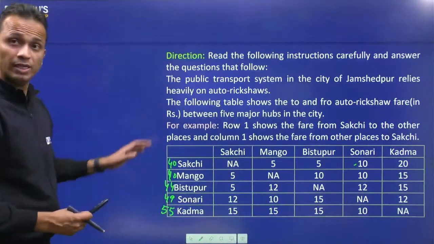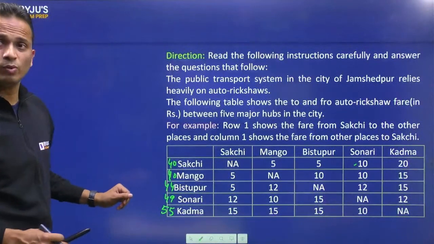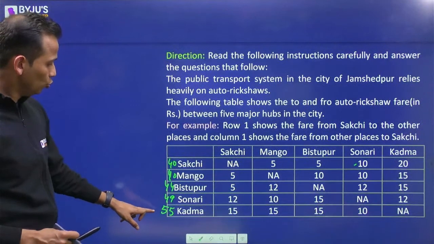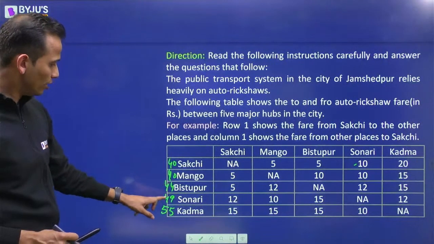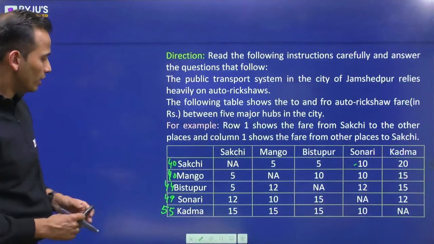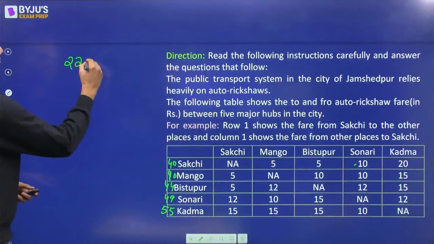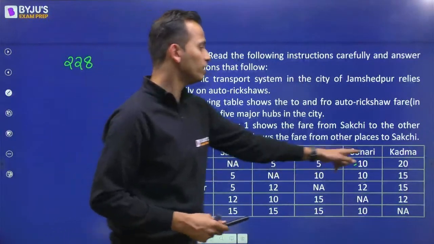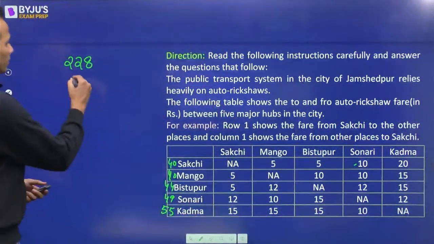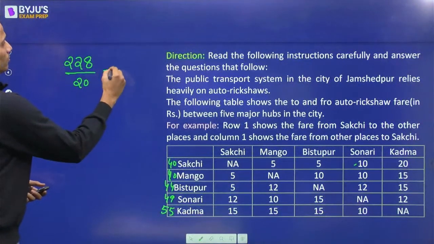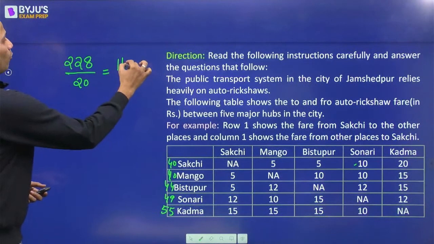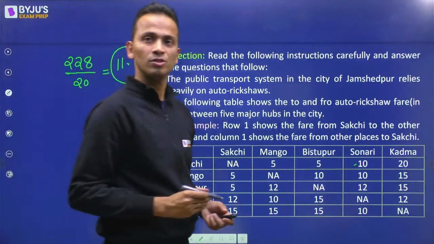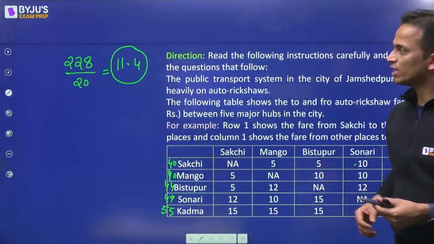So the sum, let's add them, any number, any one. So 40, 40, 40, 40, 160, 210, 220, 228. Okay, 228. How many routes are there? 1, 2, 3, 4, 4 for all of them. 20 routes are there. All right. So 11.4. 11.4 is the average.